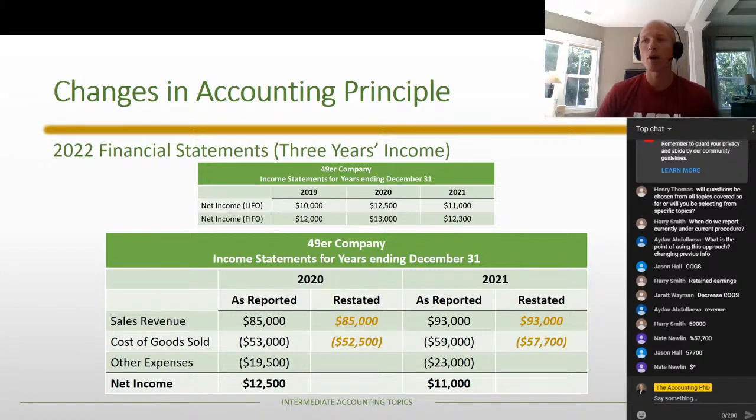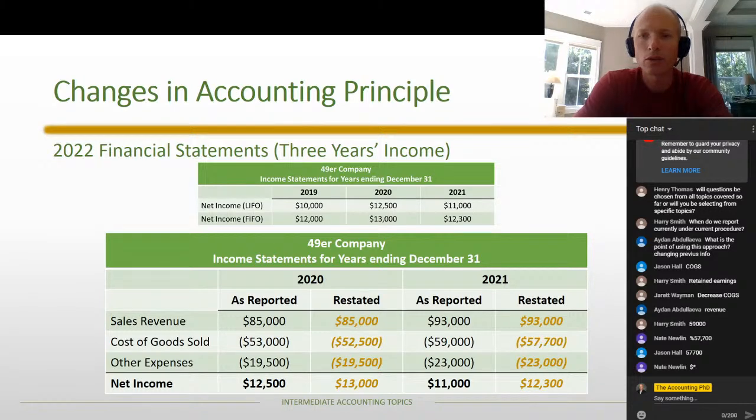Again, you're probably already sensing how this can get a little bit confusing, and you really got to pay attention. The accounting is not that difficult, but paying attention to the direction and all that kind of stuff, I totally understand that can be a challenge. Other expenses are unchanged, and that's how we get our restated net income of $13,000 in 2020 and $12,300 in 2021.